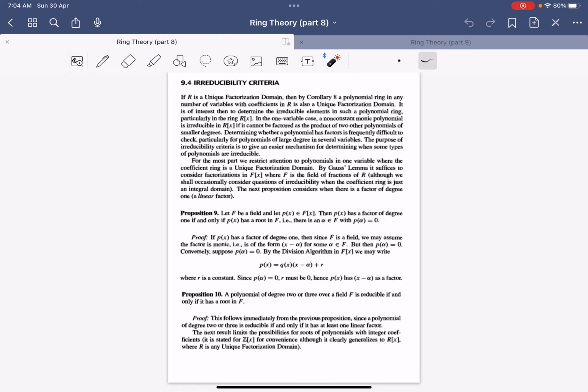And so the first proposition we have is if we have a polynomial p(x) in F[x], then p(x) has a factor of degree 1 if and only if p(x) has a root in F. Meaning there exists an alpha, an element of F, such that p(alpha) equals 0. And so the proof follows: if it has a factor of degree 1, and since F is a field, we can just assume the factor is monic.